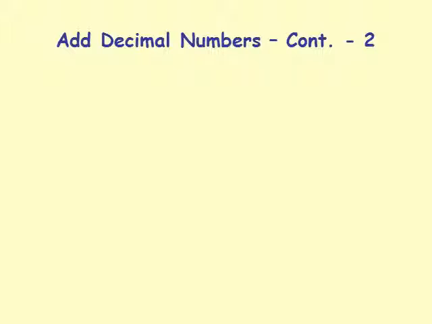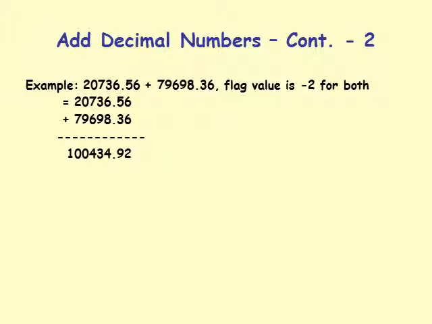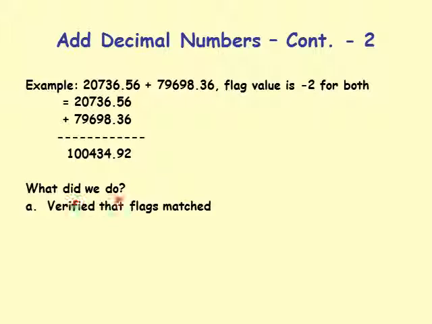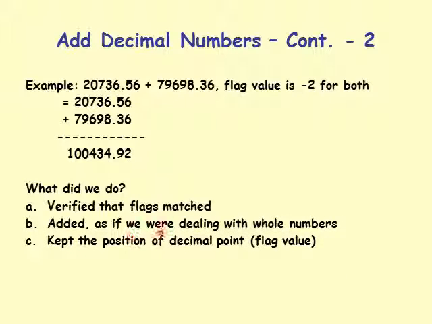This is what we did on the previous slide. What did we do? We verified that the flags match: -2 here and -2 here. Then we added as if we were dealing with whole numbers. During adding, we just didn't care about the decimal being there. After that, we kept the position of the decimal point, 2 digits to the left of the rightmost digit. That's my flag value.